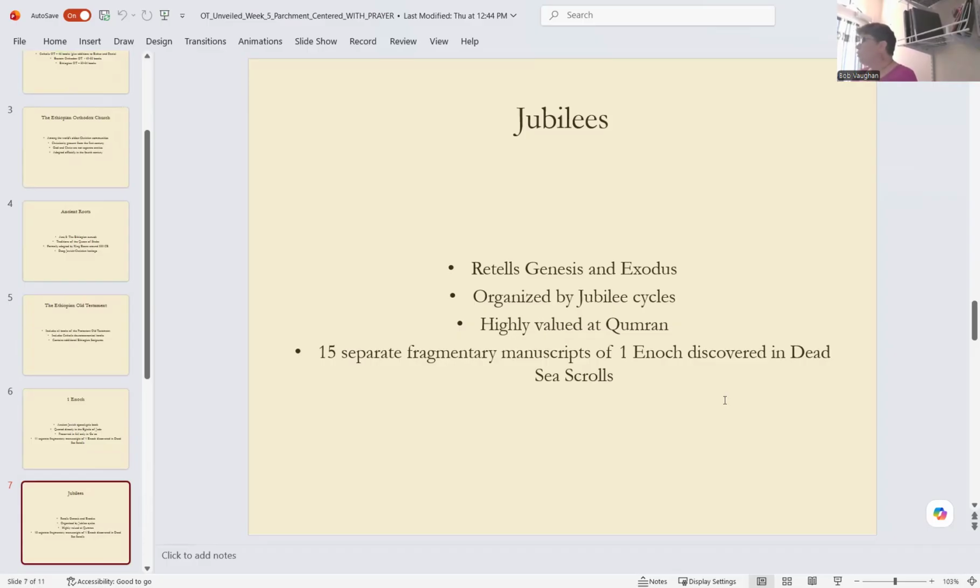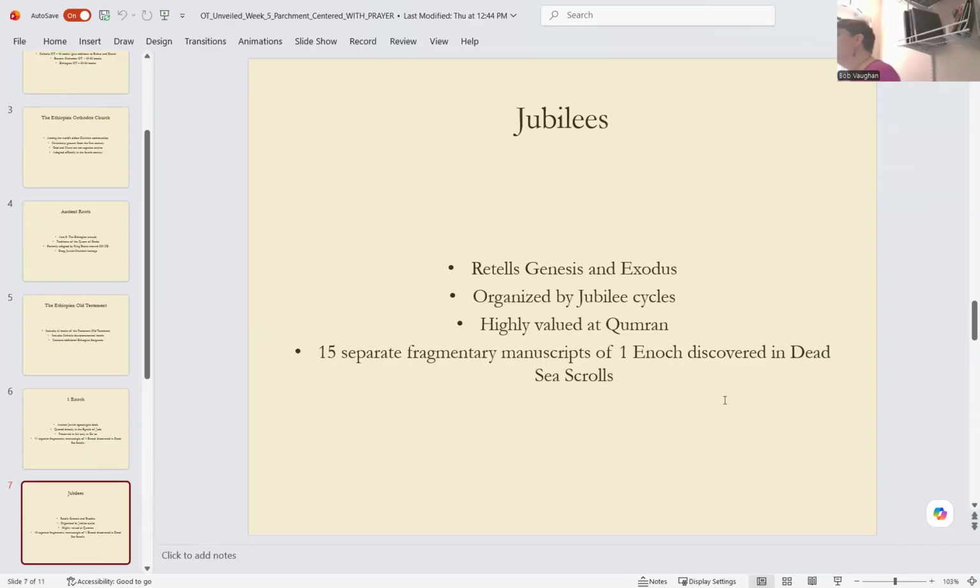Now, this was widely used up until the first century. It was excluded from the Tanakh, but based on how many fragments were in the Dead Sea Scrolls, a lot of people were reading it. And early church fathers also talked about it.